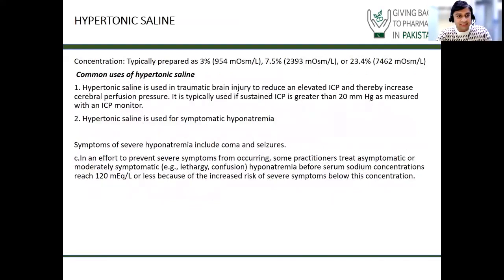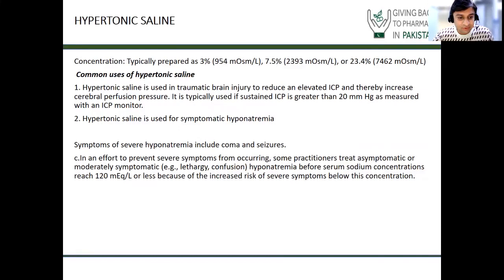So, hypertonic saline. Hypertonic saline is available in concentrations of 3%, 7.5%, and 23.4%. Common uses: it is most commonly used in TBIs, where the patients have elevated intracranial pressure, and when you give it, it reduces the intracranial pressure. Similarly, hypertonic saline is used in patients who have symptomatic hyponatremia.